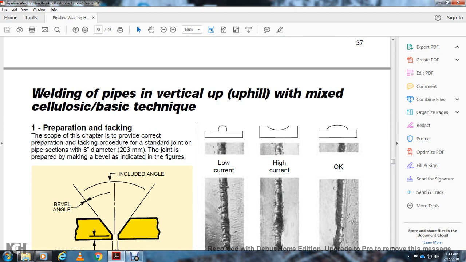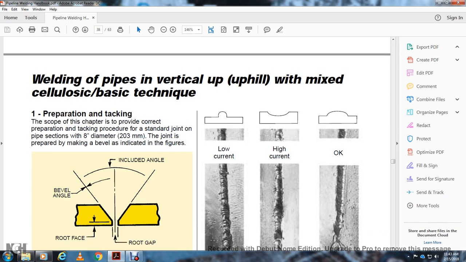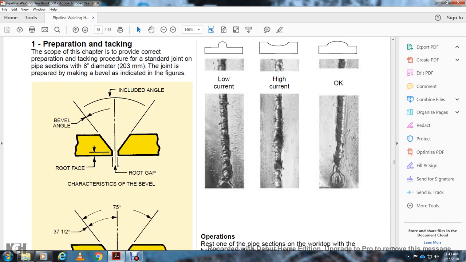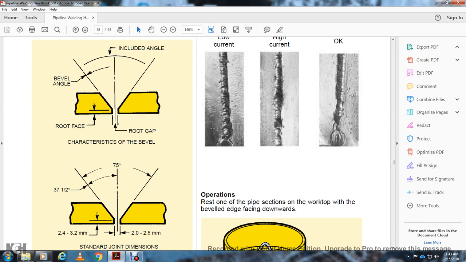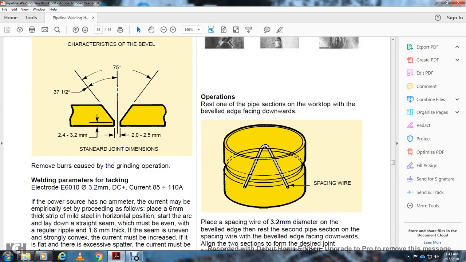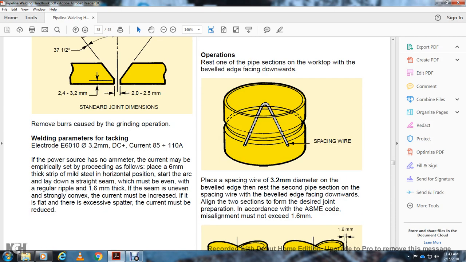The joint is prepared by making the bevel indicated in the figures, including the bevel angle, the root face, the root gap, and the characteristics of the bevel. Your bevel angle is 37.5 degrees. The included angle is 75 degrees. The root face is 2.4 to 3.2 millimeters. The root gap is 2.0 to 2.5 millimeters. Standard joint dimensions. Remove the burrs caused by the grinding operation.